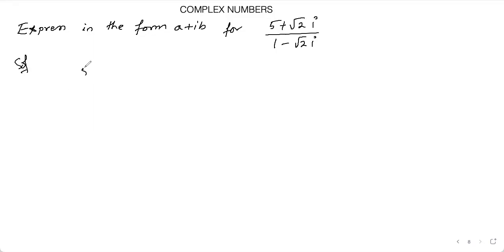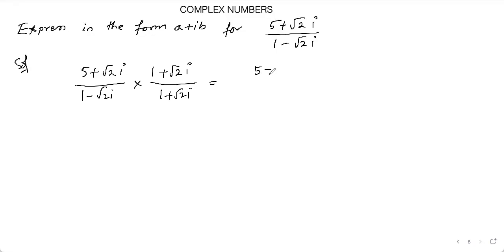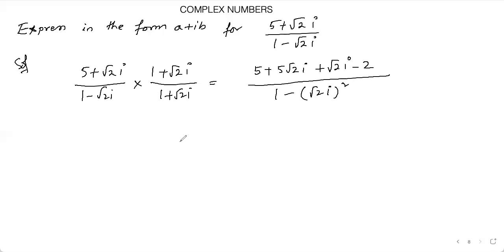So that would be taking this as the given one. Now the denominator one, the conjugate: multiply and divide by 1 plus root 2i, okay, 1 plus root 2i. Right, so you get this as 5 plus 5 root 2i plus root 2i minus 2 divided by (1 minus root 2i) whole square, which on further simplification you would get as 1 plus 2 root 2i.